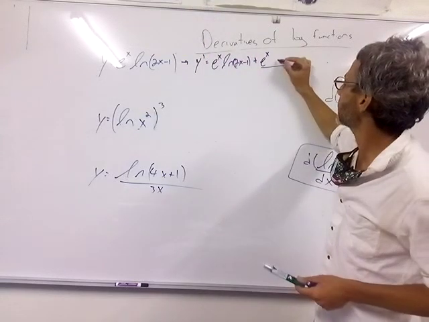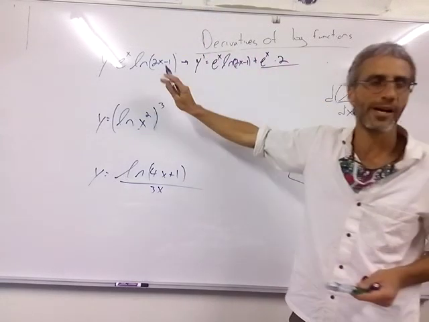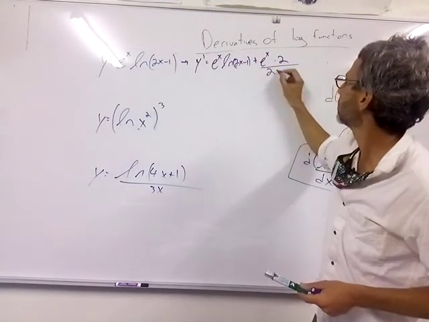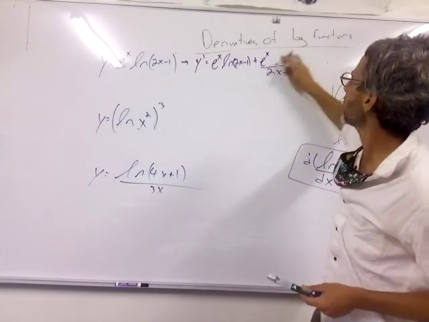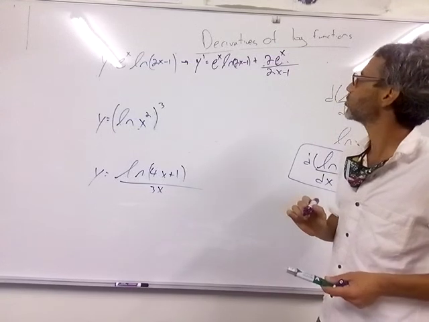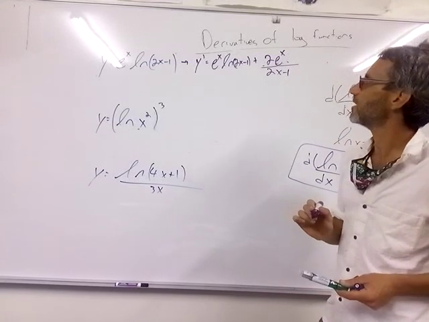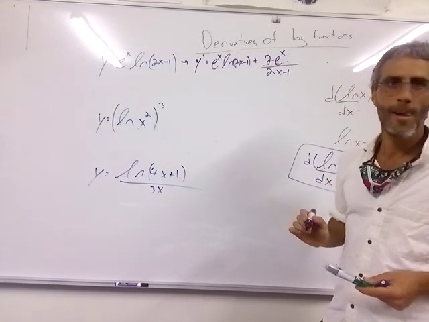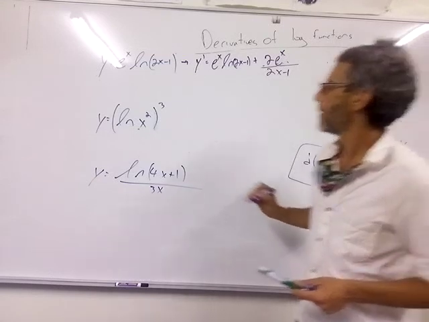Yeah, so I get 2 at the top, and the 2x minus 1 goes down. Okay, so we can rewrite it a bit nicer, plus 2e^x over 2x minus 1. Not very nice, but that's what we do.